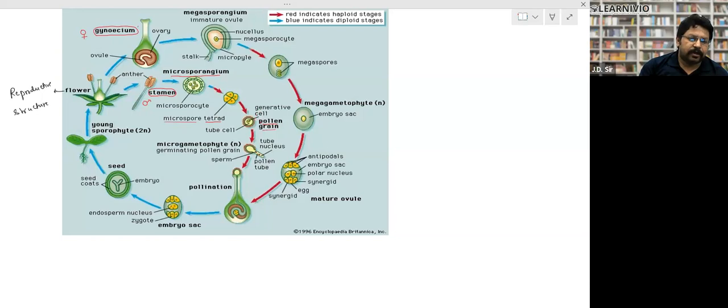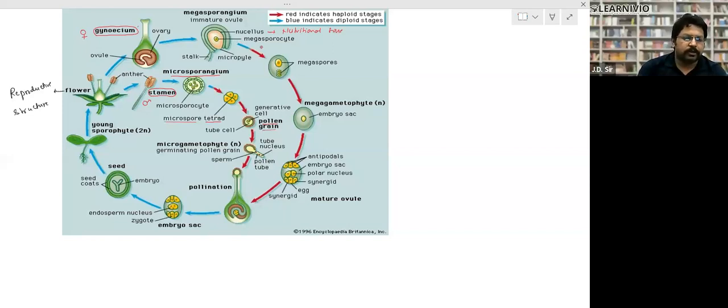Now inside the pollen grain, division takes place and two cells form. The upper cell is called the generative cell, which is found inside the tube cell, right? So there are two cells, tube cell and generative cell. The generative cell keeps floating inside the tube cell. Now in the ovule, what happened? Development takes place, and the ovule develops like this structure. There is a nucellus. Nucellus is a nutritional tissue. It stores food.